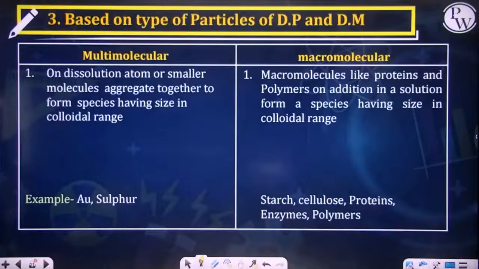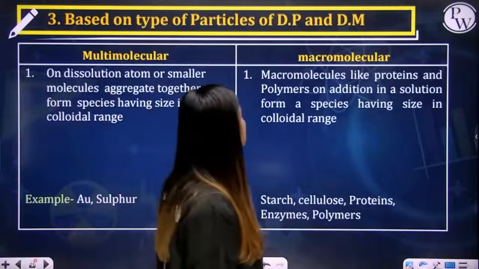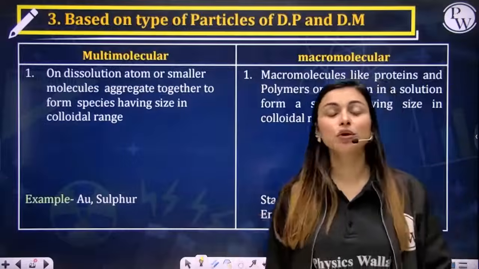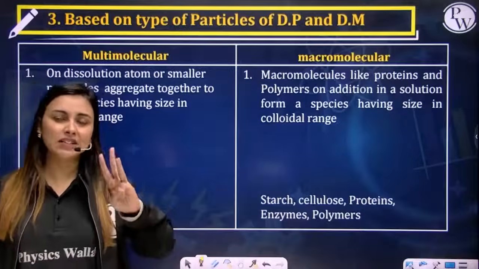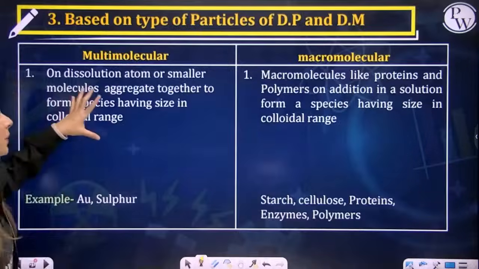Now let's move forward. The next classification is based on the particle size of your DP and DM, that is your dispersed phase and dispersed medium. This is majorly classified in 3 different types. The first is your multimolecular.